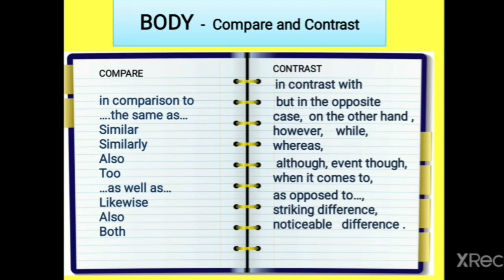And for making comparison and contrast, this is very important. These will also help you for connecting your paragraphs. If you're comparing something with similarities, you can say in comparison to, is the same as, or similarly, also, too, as well as, likewise. And for contrast, you can use expressions like in contrast with, but in the opposite case, or on the other hand, however, while, whereas, although, even though, when it comes to, as opposed to, a striking difference, a noticeable difference, etc.